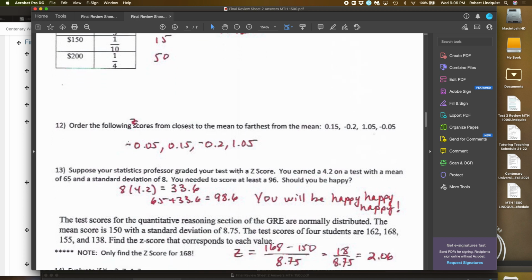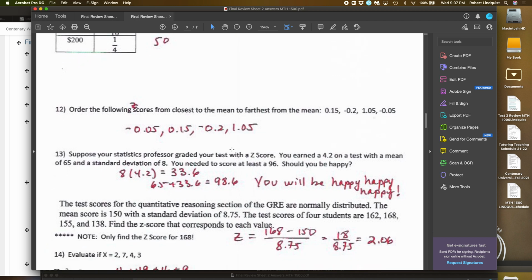Okay, order the following z-scores from closest to the mean to furthest from the mean. Now, plus and minus don't mean anything. This is distance from, if you will, 0, which is like absolute value. So the smallest number would be negative 0.05, then would be 0.15, then would be negative 0.2, and then would be 1.05. So again, absolute value is all that matters here. You just look as if every one of them was positive and order them from smallest to largest, with the smallest one being the closest to the mean.